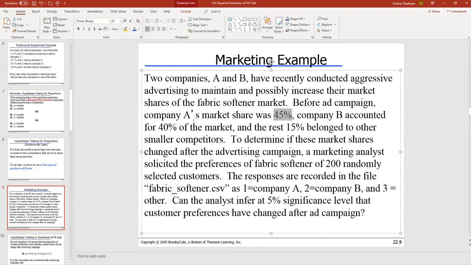45% company A, 40% B, and 15% smaller players. To find out if these market shares changed, if they still hold after the advertising campaign, or maybe they were redistributed between the players in the market.